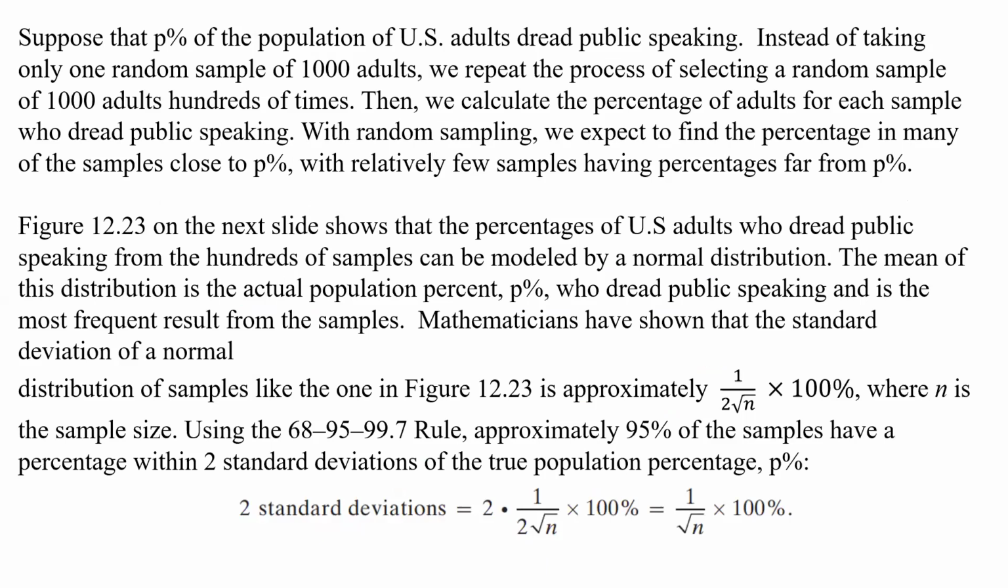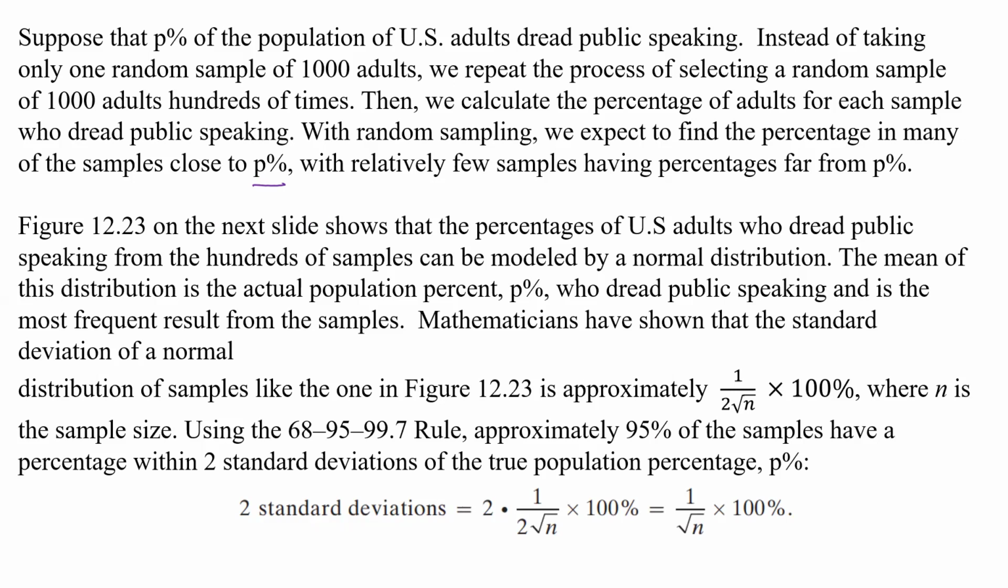Suppose that P% of the population of US adults dread public speaking. Now, instead of taking only one random sample of 1,000 adults, we repeat the process of selecting a random sample of 1,000 adults hundreds of times. Then we calculate the percentage of adults in each sample who dread public speaking. With random sampling, we expect to find that the percentage in many of the samples is close to P%. That's the key here, with relatively few samples having percentages very far from P. We're not going to be too far from it.